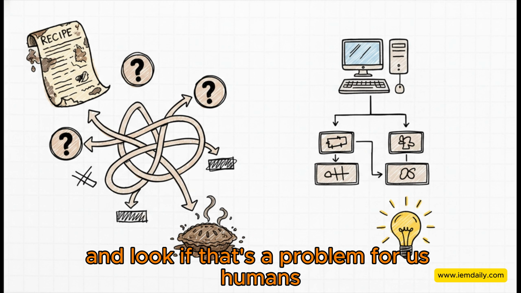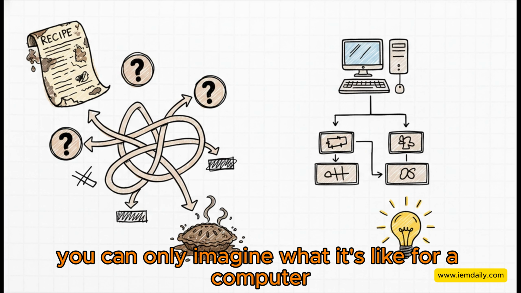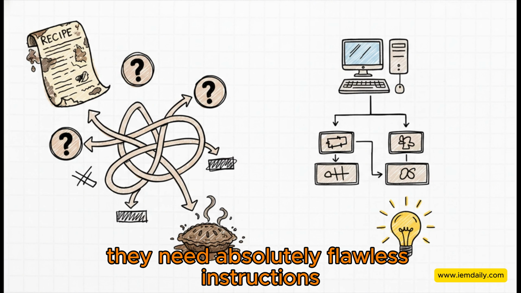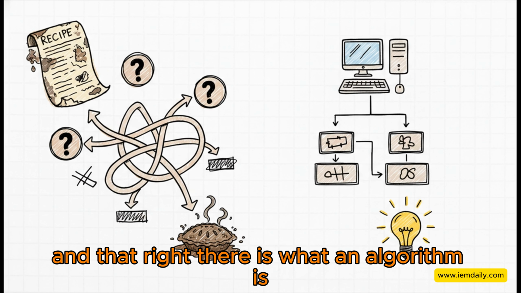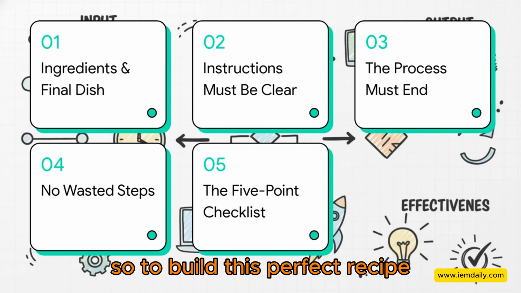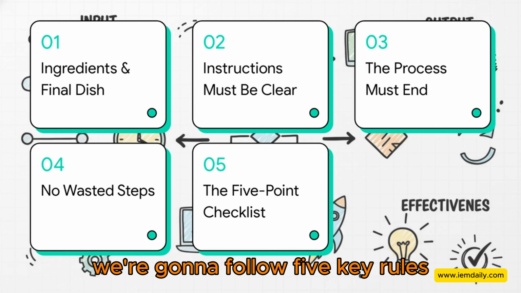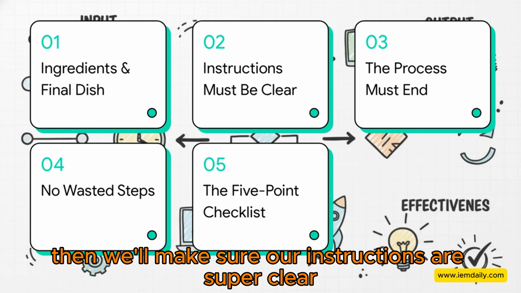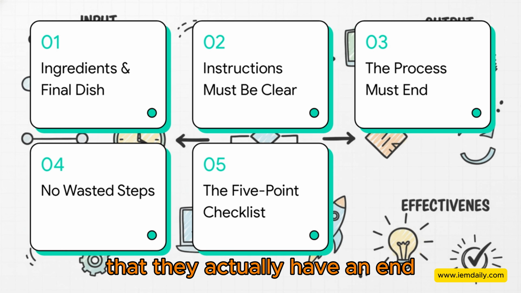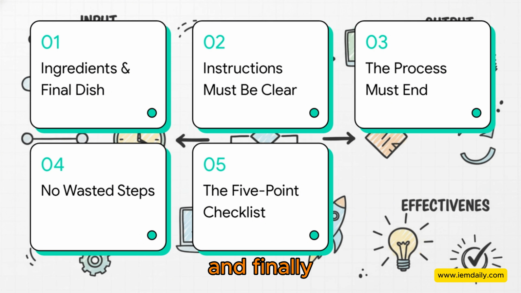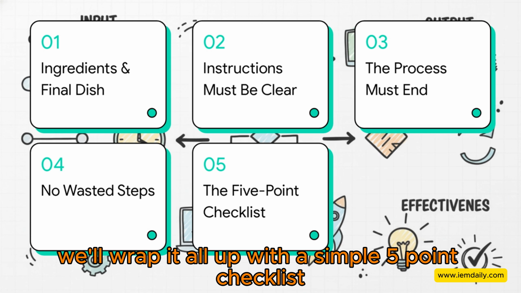And look, if that's a problem for us humans, you can only imagine what it's like for a computer. Computers can't guess. They can't fill in the blanks. They need absolutely flawless instructions. And that right there is what an algorithm is, a perfect recipe for solving a problem. So to build this perfect recipe, we're going to follow 5 key rules. We'll kick things off with our ingredients and the final dish. Then we'll make sure our instructions are super clear, that they actually have an end, and that there are no wasted steps. And finally, we'll wrap it all up with a simple 5-point checklist.